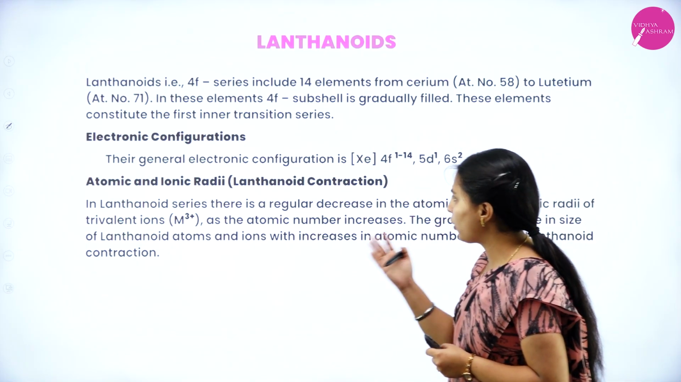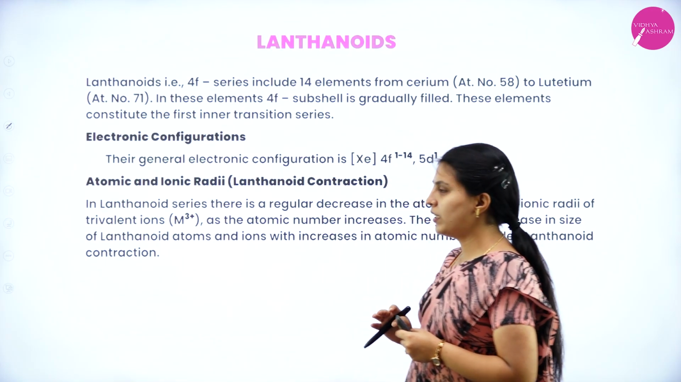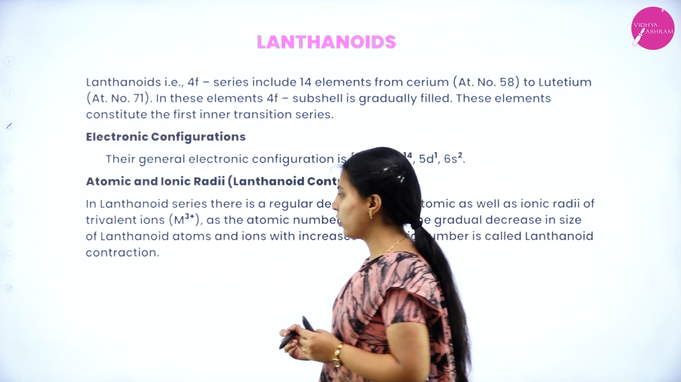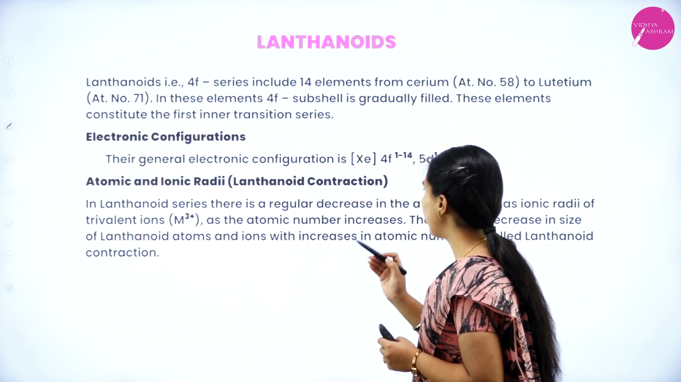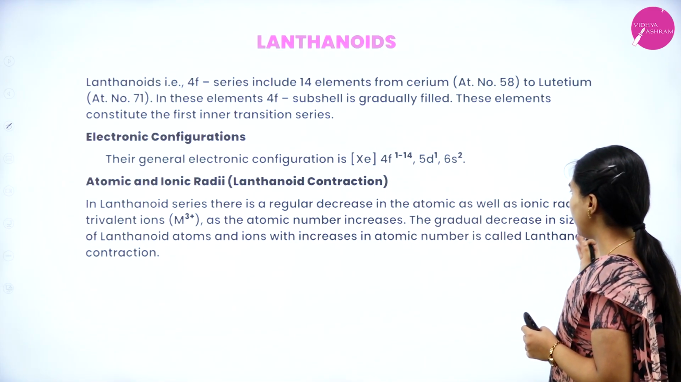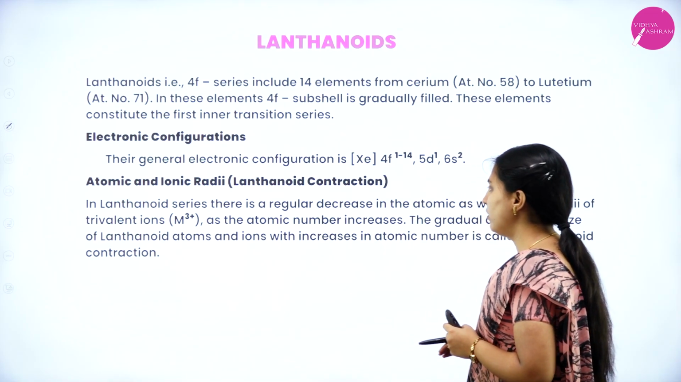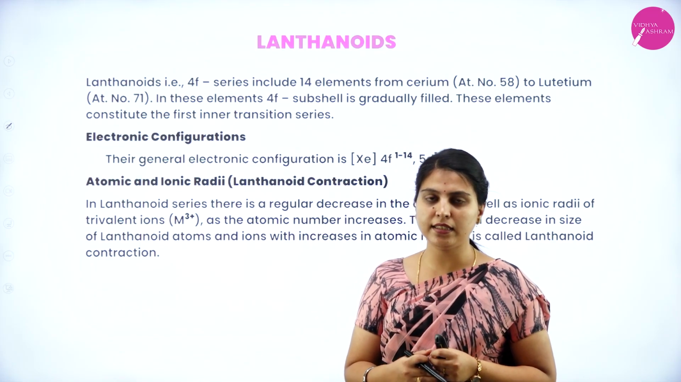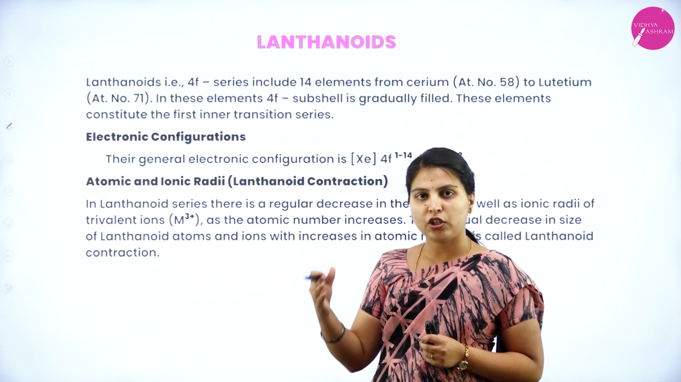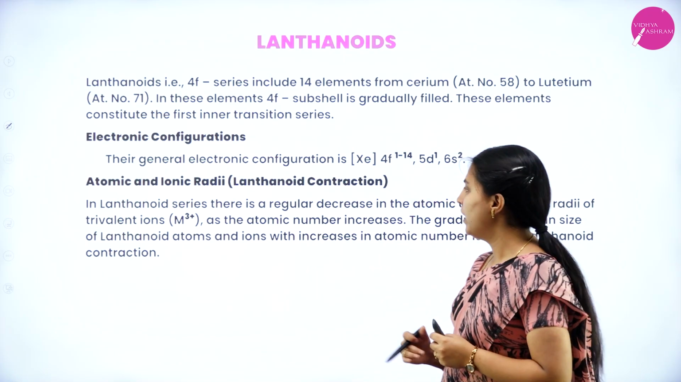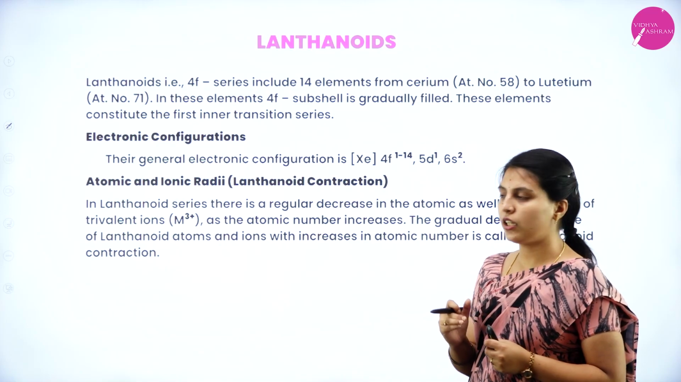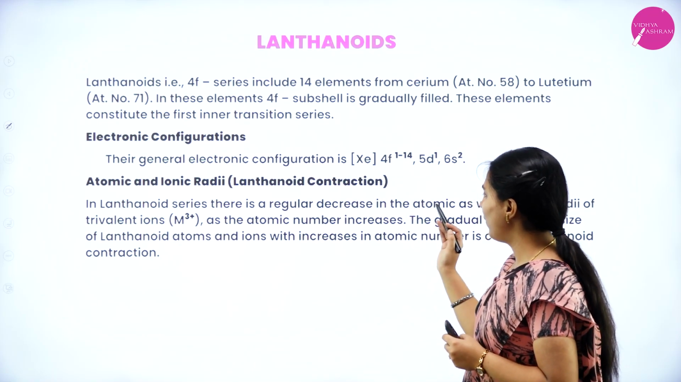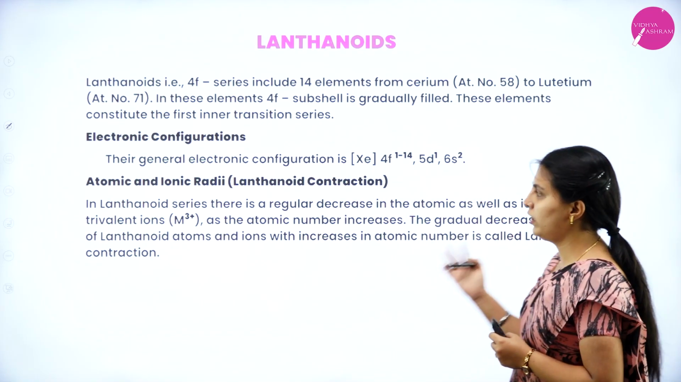Okay, we will discuss atomic and ionic radii. There is a special property called lanthanoid contraction. Why do we call it lanthanoid contraction? In the lanthanoid series, there is a regular decrease in the atomic size as well as in the ionic radii of trivalent ions as the atomic number increases. That concept is called lanthanoid contraction. The gradual decrease in size of lanthanoid atoms and ions with increase in atomic number is called lanthanoid contraction.